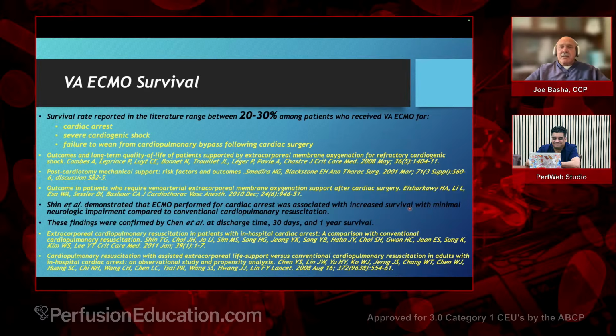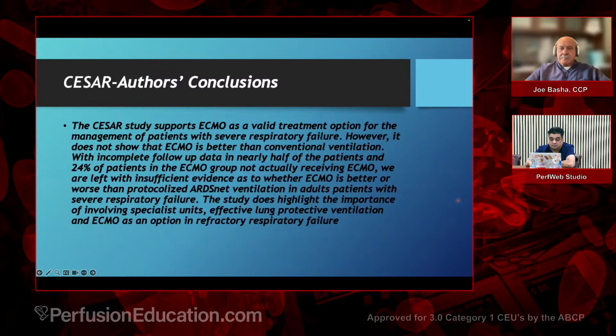VA ECMO survival, and I'll go through a variety of things. Literature ranges between 20 and 30% among patients who receive VA ECMO for cardiac arrest, severe cardiogenic shock, or failure to wean from cardiopulmonary bypass. This is in one study. I think the numbers are actually higher than that. Shin et al. demonstrated that ECMO performed for cardiac arrest was associated with increased survival with minimal neurologic impairment compared to conventional cardiopulmonary resuscitation. These findings were confirmed by Shin et al. at discharge, 30 days, and 1 year survival.